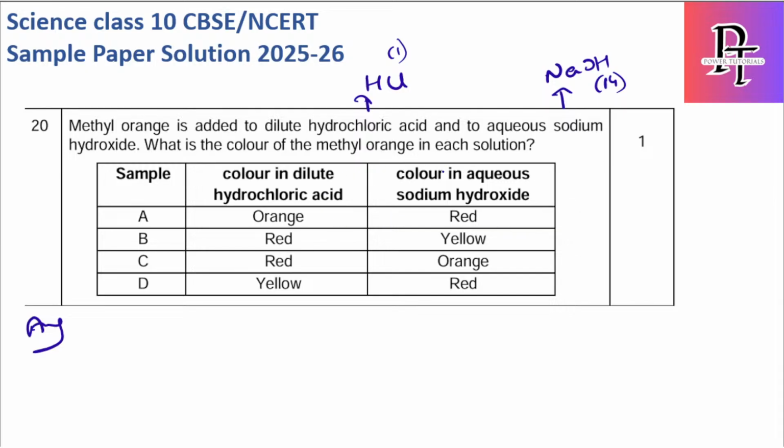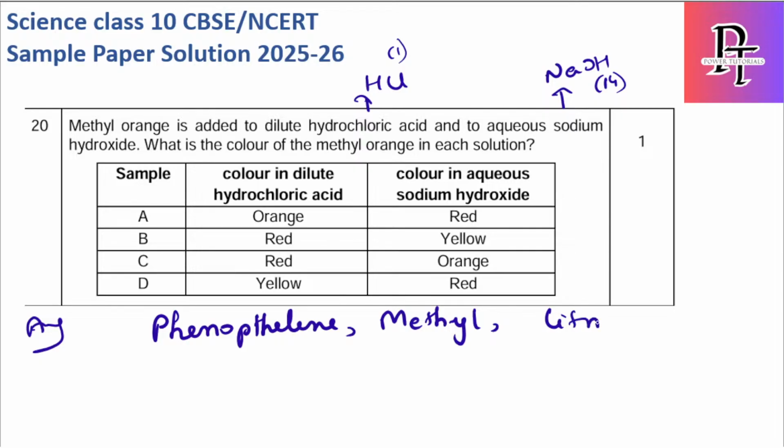What is the color of methyl orange? First we have to understand, we have mainly 3 types of indicators: phenolphthalein, methyl orange, and litmus, blue litmus and red litmus. Blue litmus changes to red in acid, red litmus changes to blue in base.